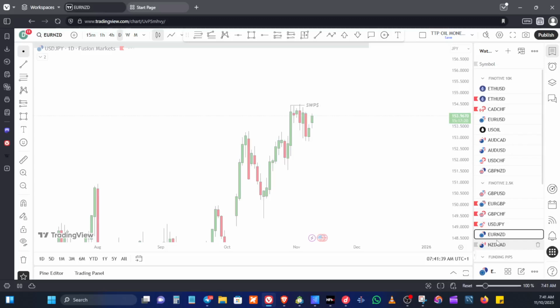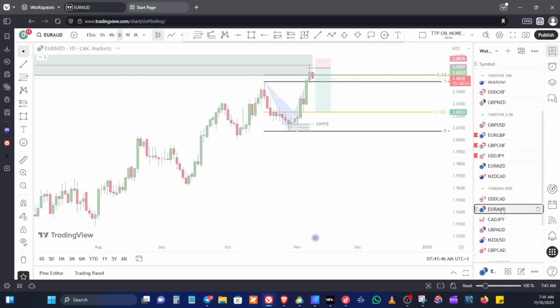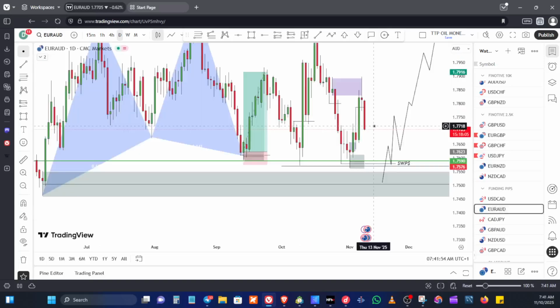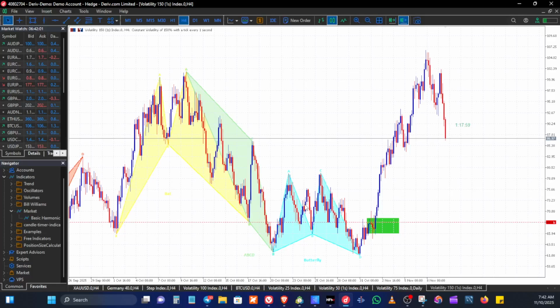buy from this level here. If price can push into this level, it has to give us confirmation. Remember, confirmation is very, very important for whatever we are doing. So that is that on Euro AUD.